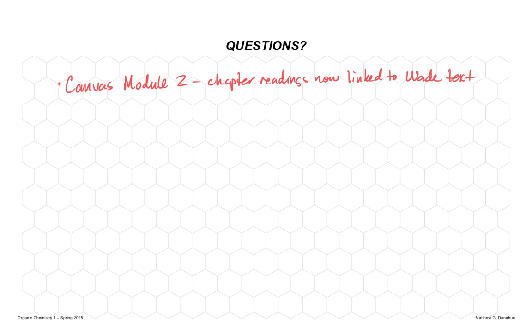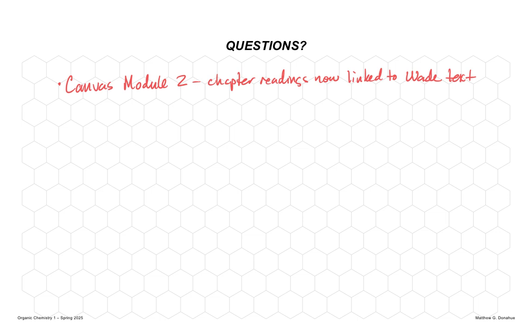One quick announcement. In Canvas, I was able to figure out how to link the two chapter readings into Module 2, so you should see those as direct links. I think they're chapters 12 and 13 on mass spectrometry and infrared, and then the other chapter on nuclear magnetic resonance.